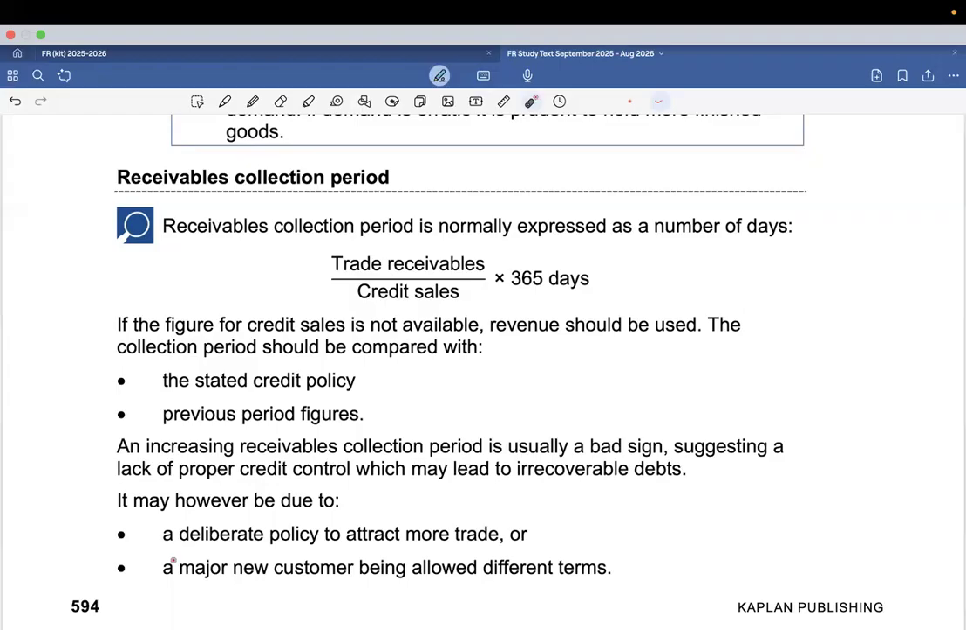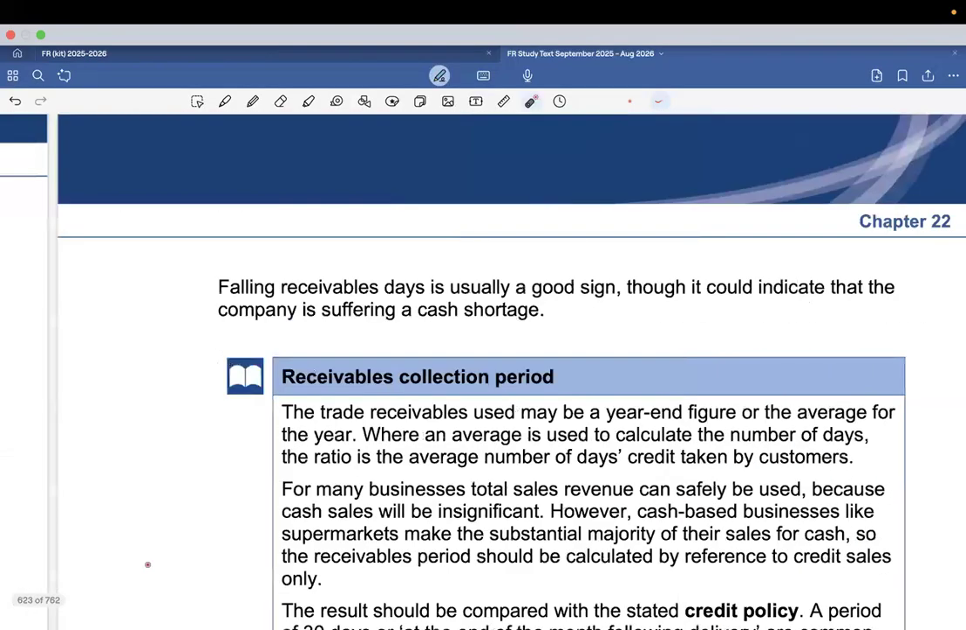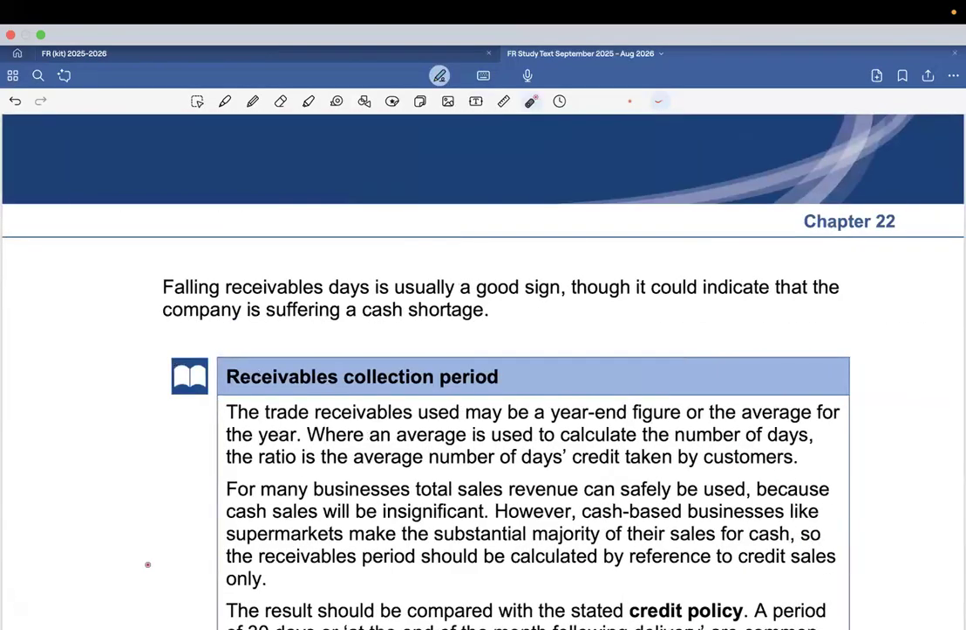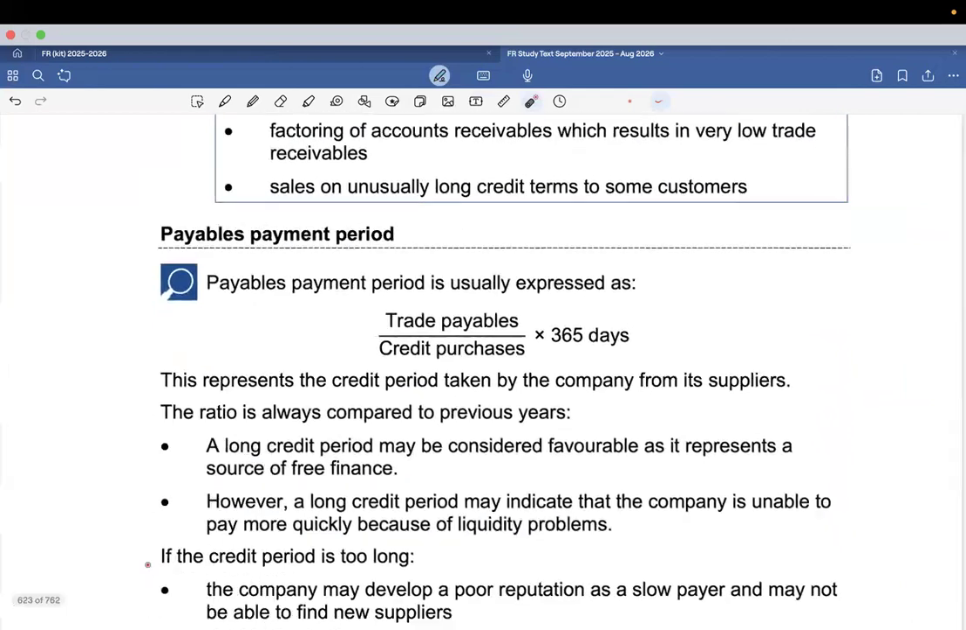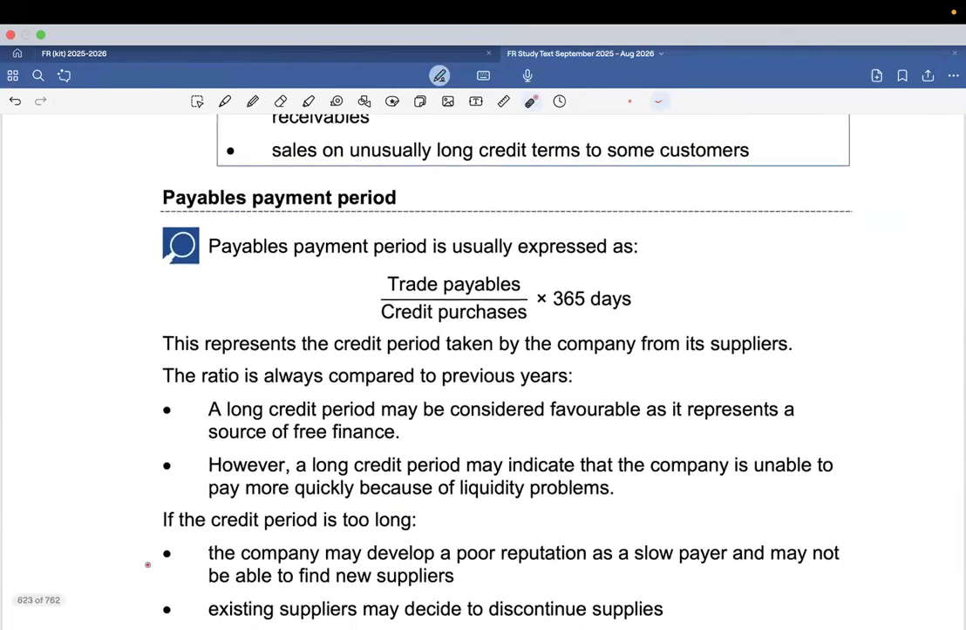That means it might be a deliberate policy so that you can attract more trade. That means you need to have that customer come back to you often, so you're giving them much more time than usual. Now there might be a major new customer, and you have given them separate terms as compared to others. Those kinds of reasoning could be there.